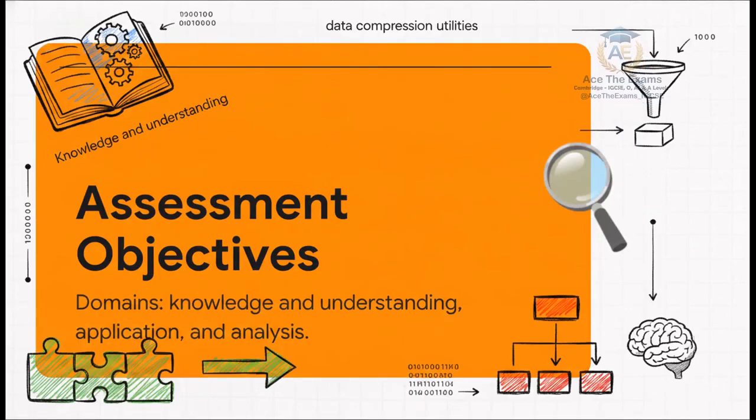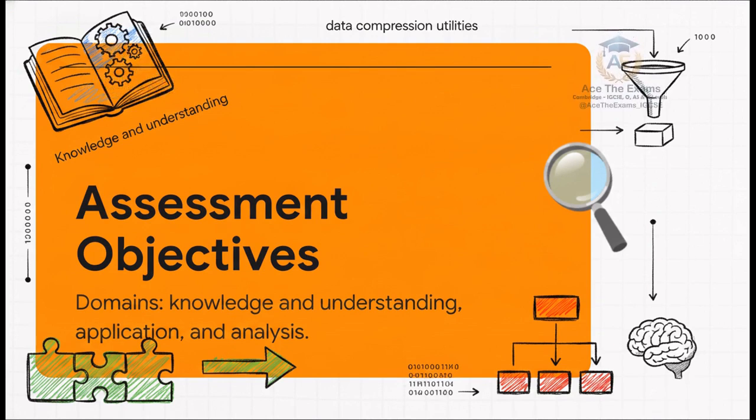Why is this shift so important? Because examiners are targeting three very specific cognitive domains, also known as assessment objectives. First is your foundational knowledge and understanding of compression utilities. But honestly, that's just the baseline. The second domain is application. Can you apply that knowledge to a specific, unique scenario provided in the exam? And the third, the heaviest hitter, where the most marks live, is analysis. Can you break down the problem, interpret the variables, and logically deduce the best compression strategy?